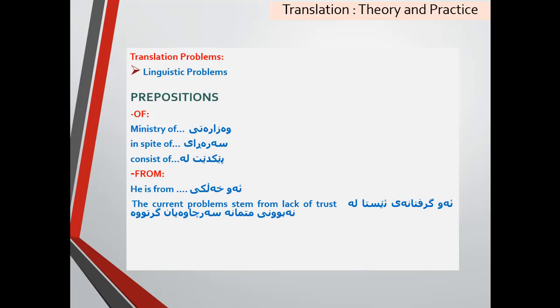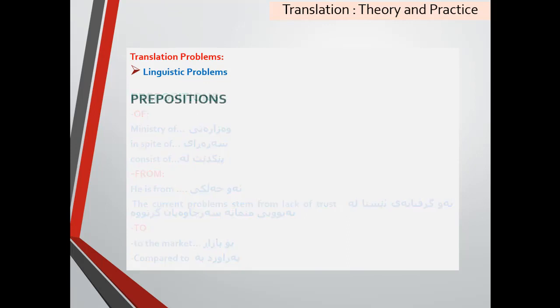And if we go to the preposition to, again it has several uses, but we mention only two examples. To the market, bo bazar, and compared to, baraward ba. So you see, to or any preposition you take does not have one fixed meaning. It depends on the context. So translators must be aware of these changing positions or unstableness of the meaning of prepositions.